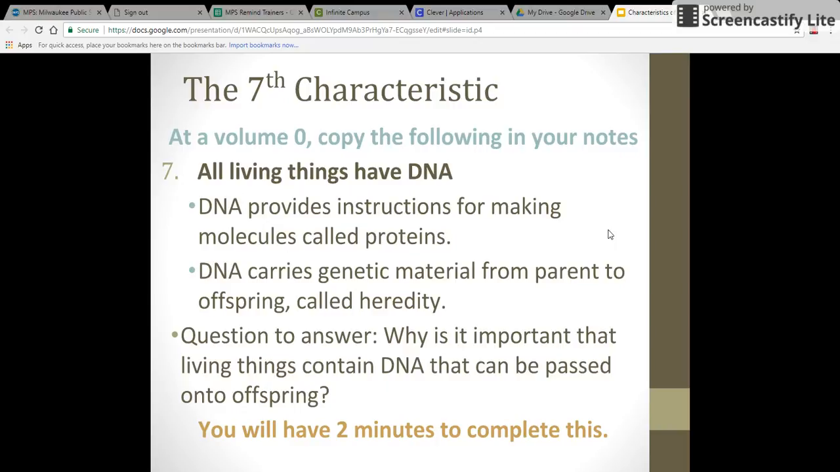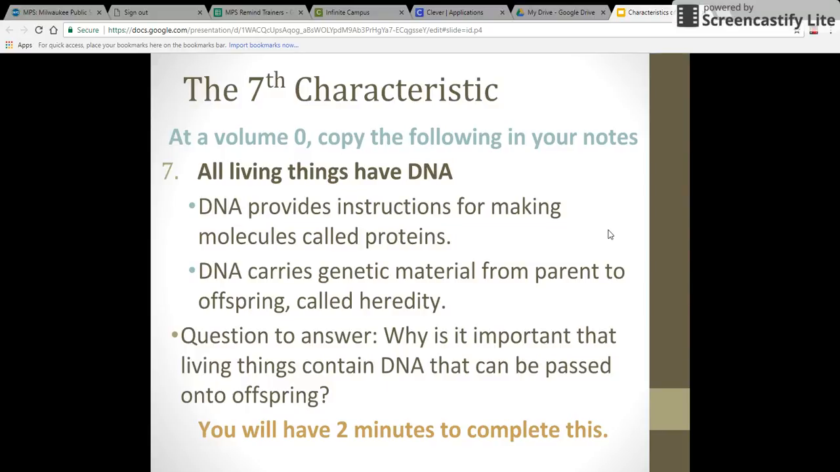Our final characteristic that we're going to talk about here, the 7th characteristic, is that all living things have DNA. DNA is a specific molecule that provides instructions for making another molecule called proteins. The best way to think about DNA is like an instruction booklet, but it's an instruction booklet for your entire body.